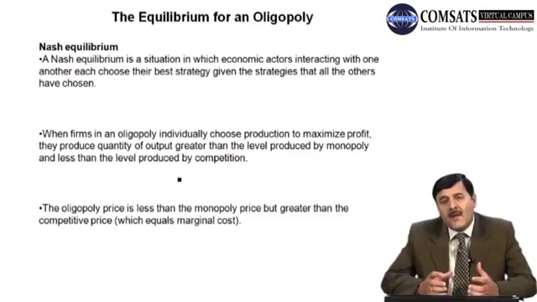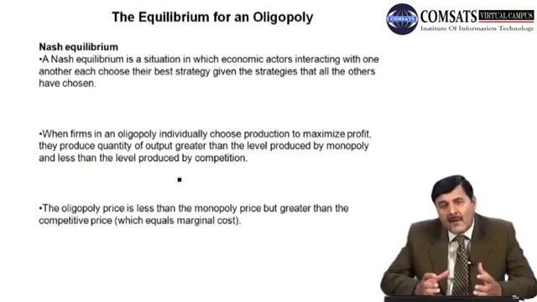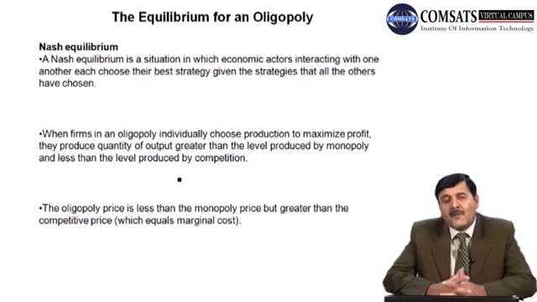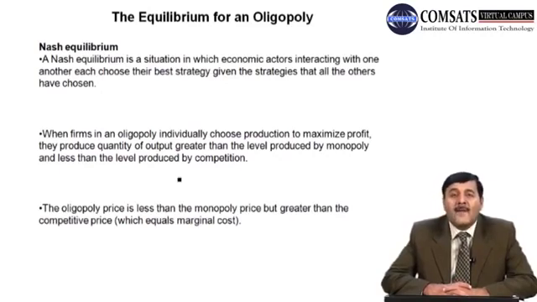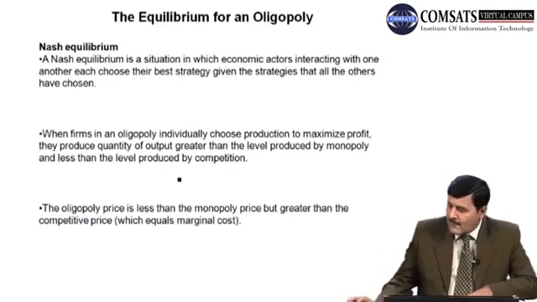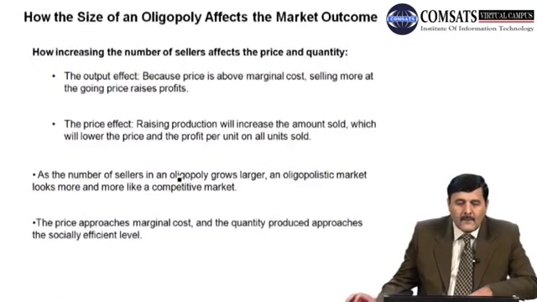In case of oligopoly, there is a competition, there are few sellers in the market, so because of the competition they charge less price as compared to the monopolistic price, and they charge a greater price than the price charged by the perfect competition, because in perfect competition price is equal to marginal cost.